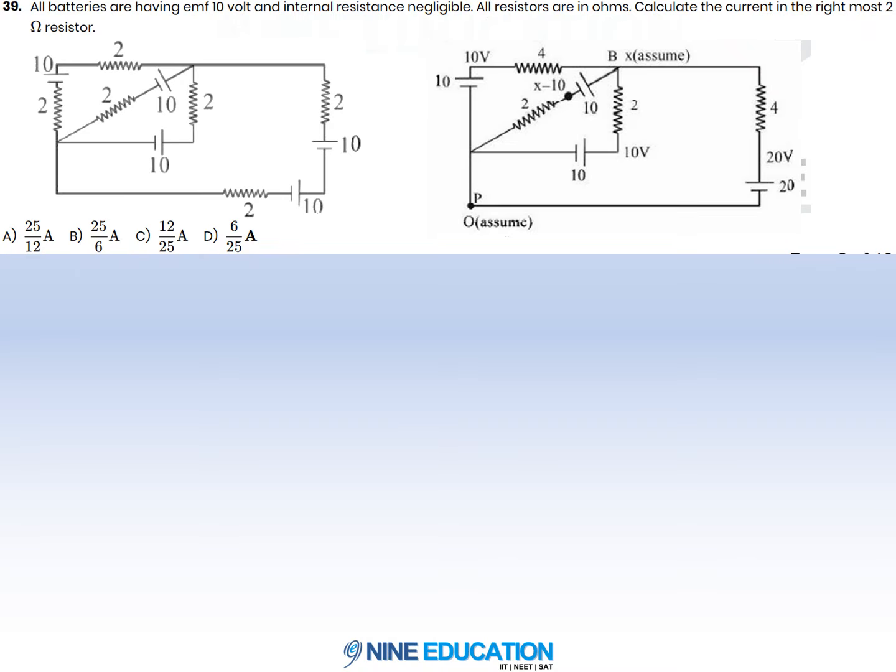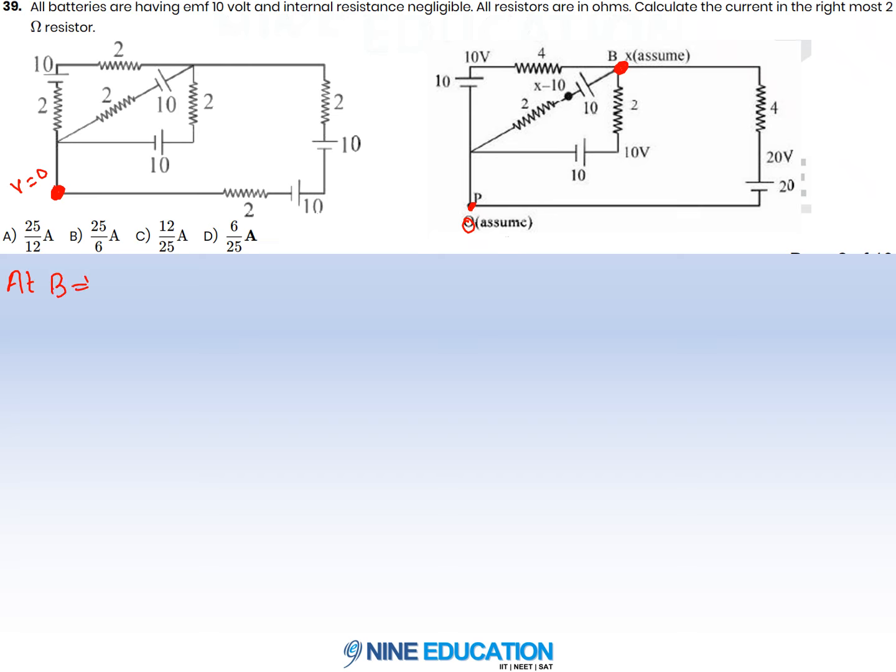So what we can do in this question: the setup is given with various resistors and batteries. In this type of question, generally we have to take one common point, or we can ground any point, so the potential there becomes zero. The potential of this point is zero, so we are grounding this point, and the potential of this point is x.